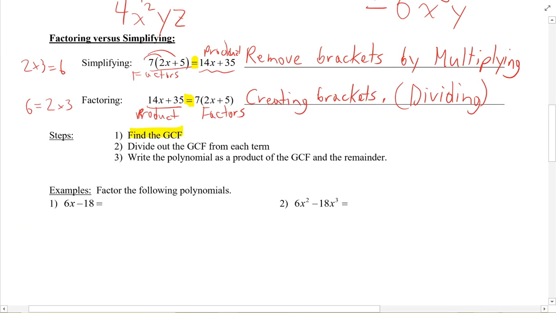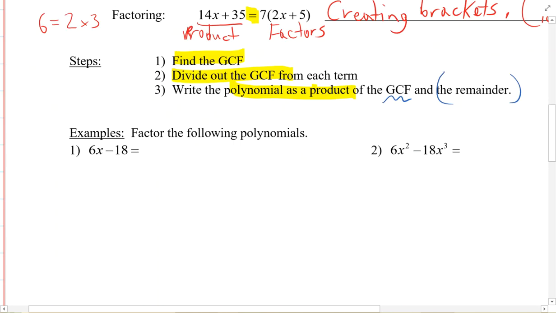Find the GCF, divide by the GCF, and write a product. Okay, so the polynomial is a product. And it's a product of the GCF and the remainder, which goes in brackets. All right, here we go.